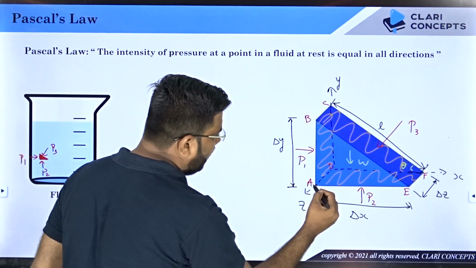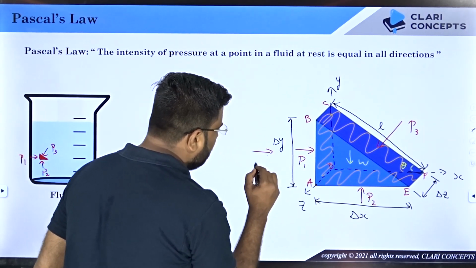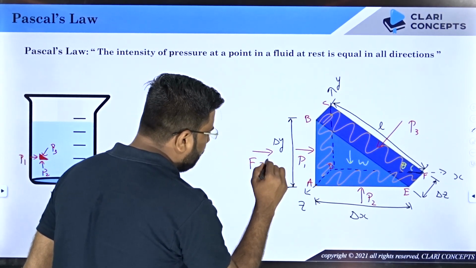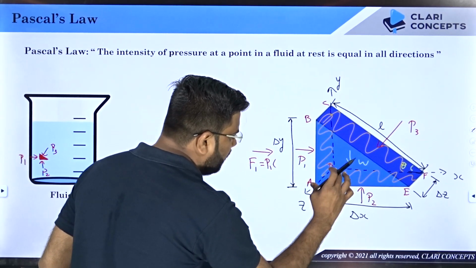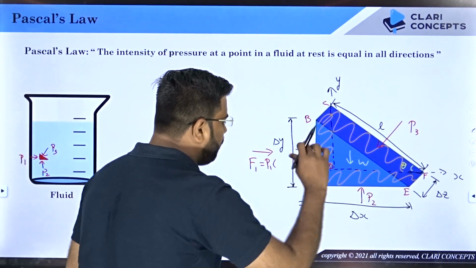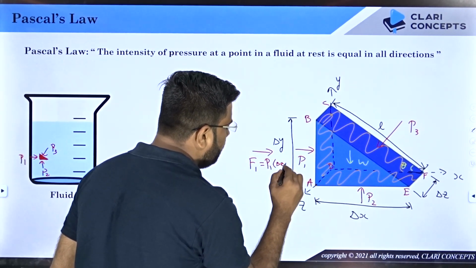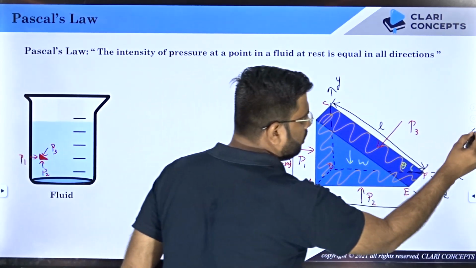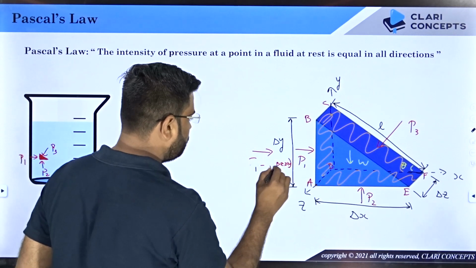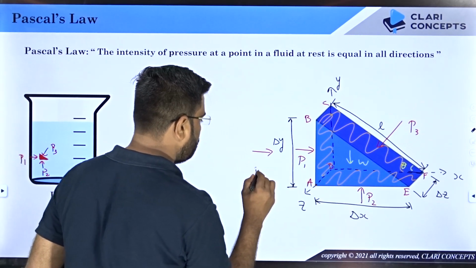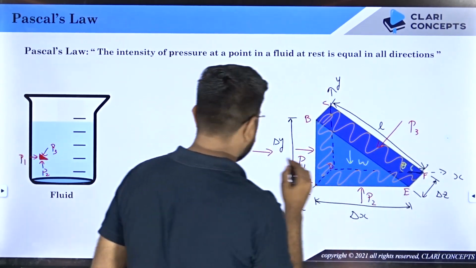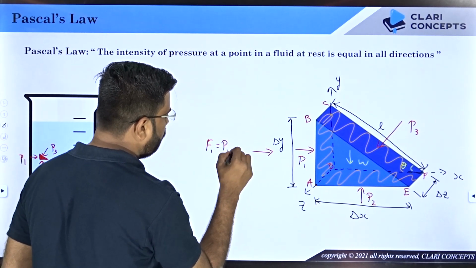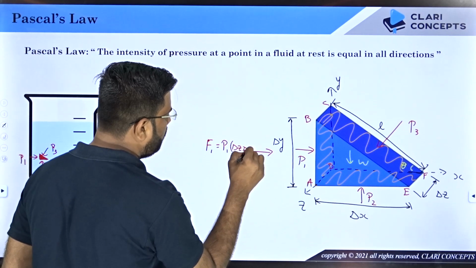So force on face ABCD will be towards the right side, and I am representing it by the value F1, and the value of this force will be P1 times the area. What is the area? This is delta Z into delta Y. So this F1 basically is pressure into delta Z into delta Y.